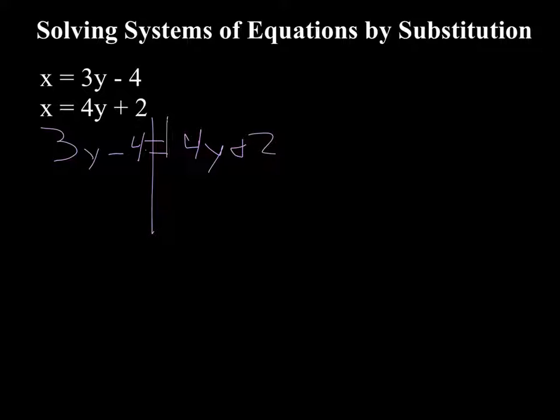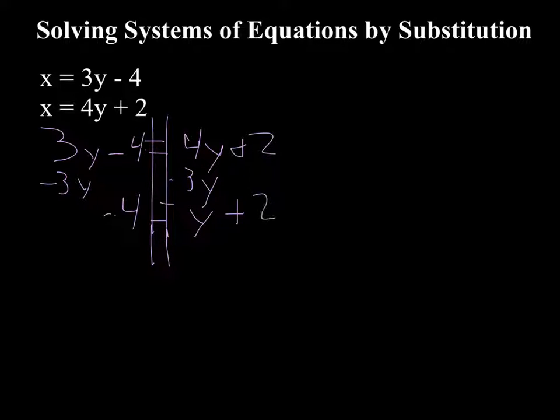All right, then I solve for y here, kind of the opposite of solving for x. I'm going to solve for y first. So I'm going to subtract 3y from both sides because I need to move the variable to one side. It's going to give me negative 4 is equal to y plus 2, because 4y minus 3y gives me just plain y. Then I subtract 2 from both sides, and I get negative 6 is equal to y.